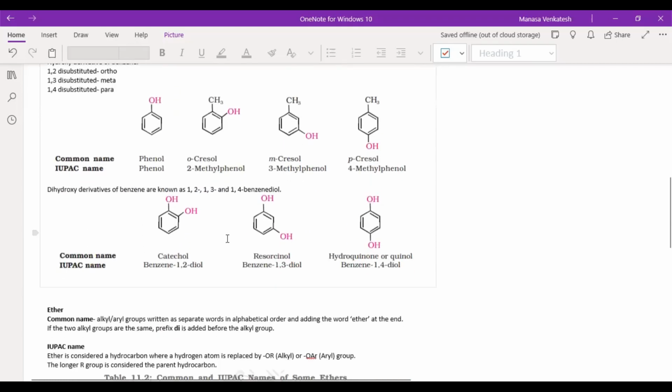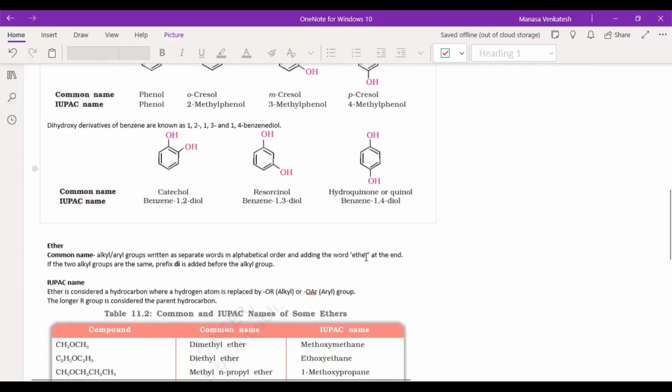Next, dihydroxy derivatives. They are basically 1,2 benzene diol. So when you have two hydroxyl groups, we are not going to call it 1-hydroxy 2-phenol. That's wrong. Instead, we refer to them as benzene diols. So benzene 1,2 diol has a hydroxy group on the first and second position. 1,3 is going to be meta, and para will be 1,4. And this 1,2 is called catechol. This is resorcinol, and this is hydroquinone, quinone or quinol.